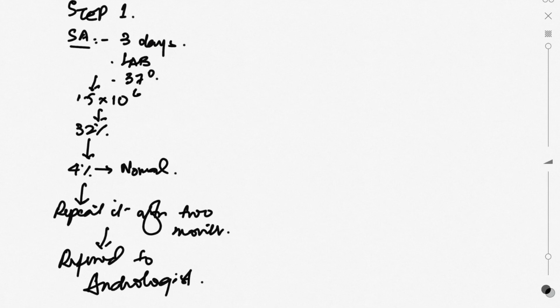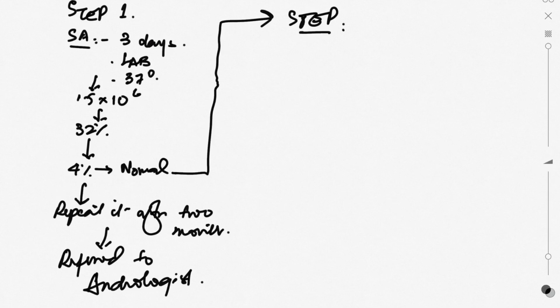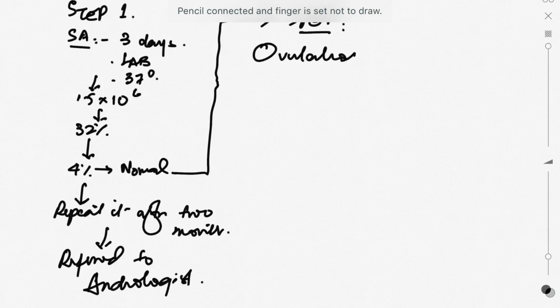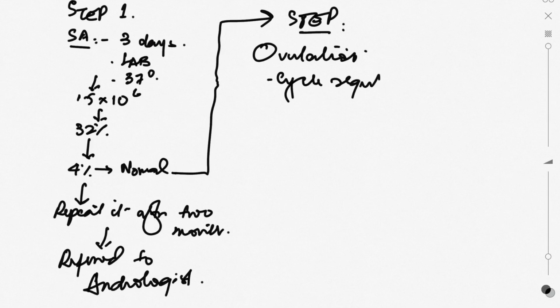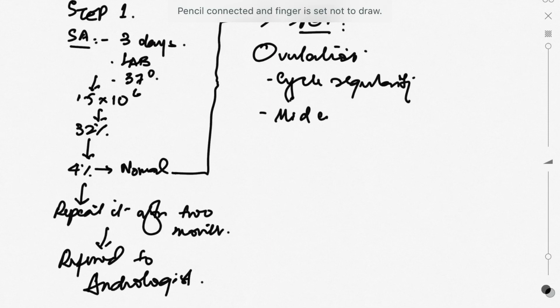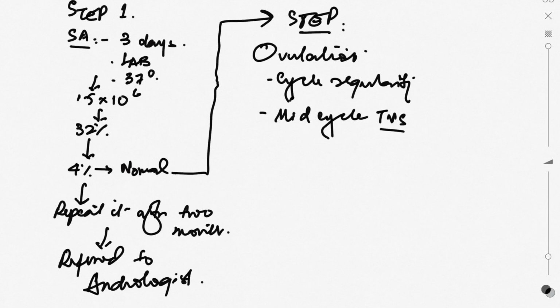So if the semen is normal, then we should move on to step 2. And step 2 is judging the ovulatory function of the lady, and how we judge whether she is having ovulation or not. That again I told you: cycle regularity and mid-cycle transvaginal scan, known as TVS.